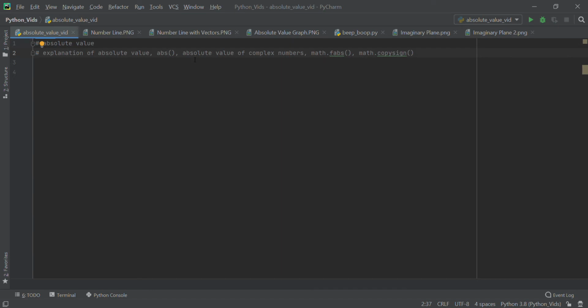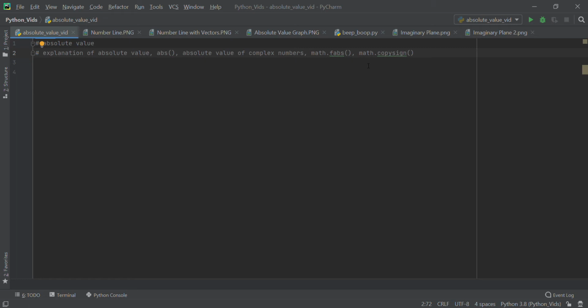Then we'll discuss how to take an absolute value of a complex number and what that would even mean. And then we'll discuss a couple of tools that are in our toolbox from our math module, and that includes the math.fabs function and how that differs from abs, and finally, the copysign function in the math module, math.copysign. And if you're not sure what any of that means, don't worry, we will explain it all.